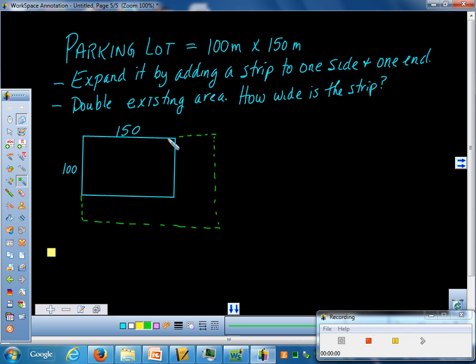So what are we going to call the width of the strip right now? X. So it's X wide there. It's also going to be X wide down here. Can you tell me an expression for how long the bottom of this green box is? That would be 150 plus X more. And what about the vertical distance? That would be 100 plus X. Okay, so those would be the dimensions of the new parking lot.